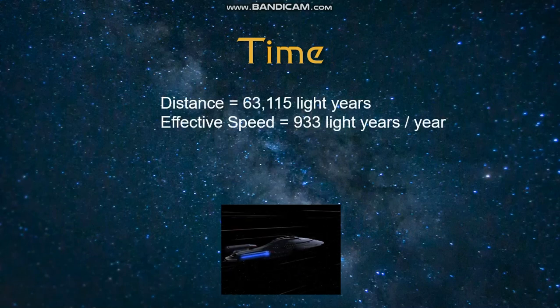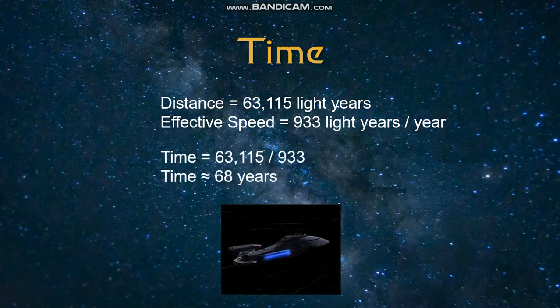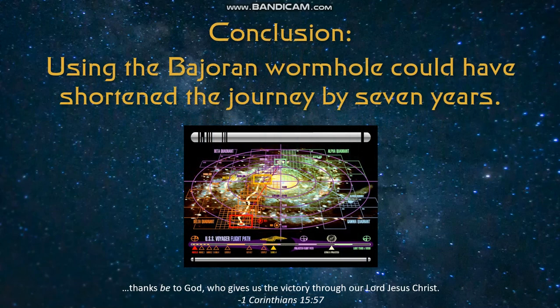So we have a distance of 63,115 light years, and an effective speed of 933 light years that Voyager can cover in a year. If we put these two results together, we get an approximate travel time of 68 years for Voyager to reach the Bajoran wormhole from their initial location in the Delta Quadrant, which is somewhat shorter than their estimate of going directly towards the Alpha Quadrant. I know there are a lot of caveats here, but our initial conclusion is that using the Bajoran wormhole could have theoretically shortened the journey of Voyager by 7 years.